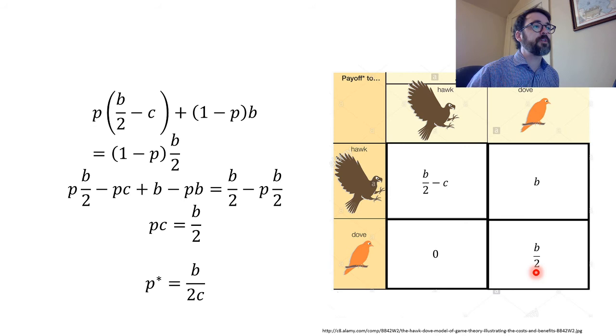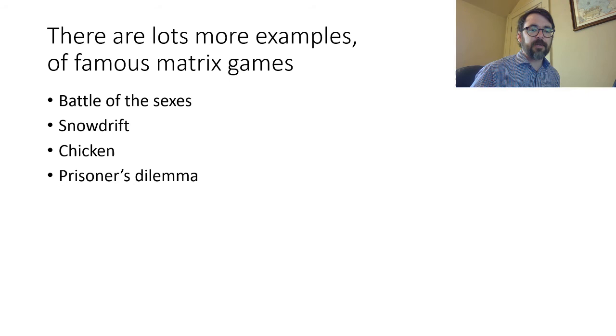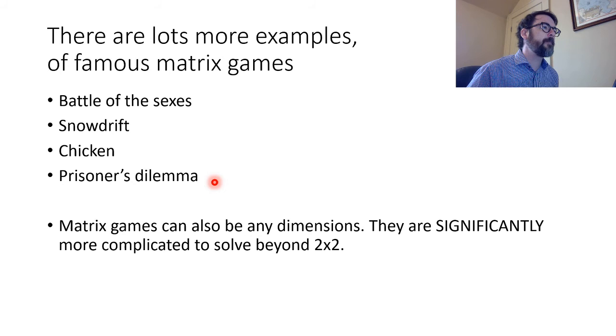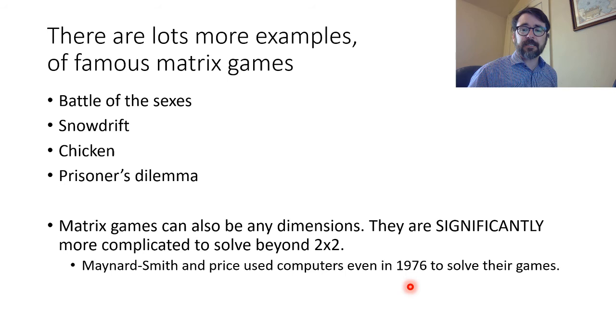There are lots more examples of famous matrix games that I'm not going to go over. You can find them on Wikipedia. Maybe you could find other videos, right? The Battle of the Sexes, Snowdrift Chicken, The Prisoner's Dilemma that I already showed you, but we didn't really talk about how to solve. And I should also say matrix games can be any dimension. They don't have to be 2x2, but they become more complicated beyond 2x2, right? So Maynard Smith and Price used computers even in 1976 to solve the games that they presented when they basically invented evolutionary game theory.